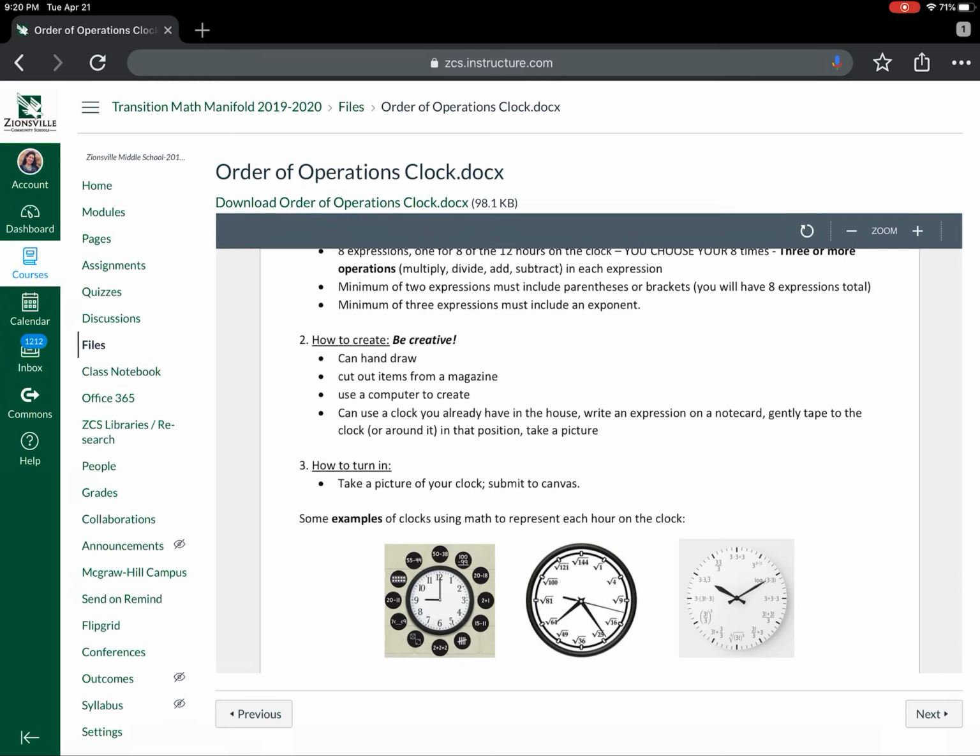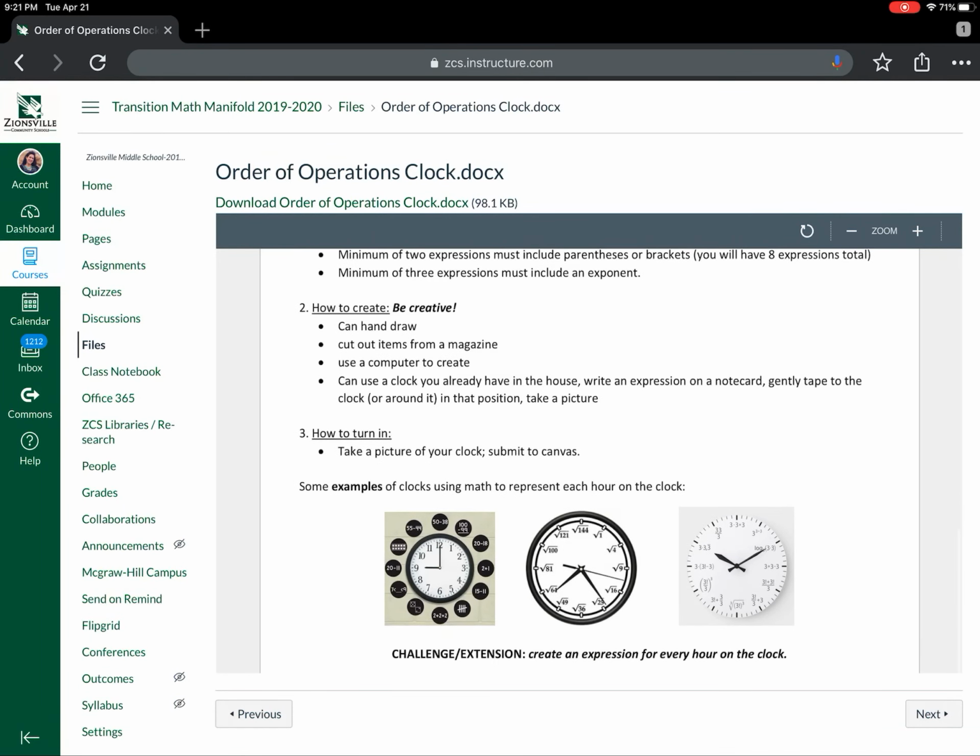Create your expressions on note cards and either gently tape them onto the clock or around it, and then take a picture. To turn in your assignment today, you're taking a picture of your clock, whether you're handwriting it, cutting shapes out, or using the computer or note cards, and you are going to upload that picture to Canvas.